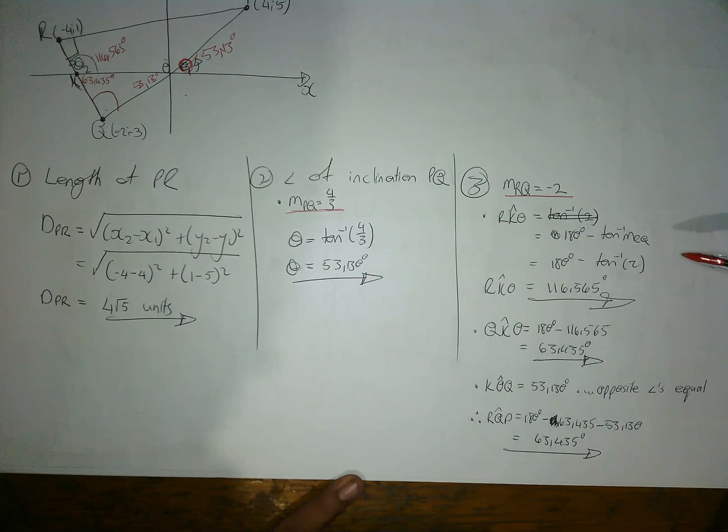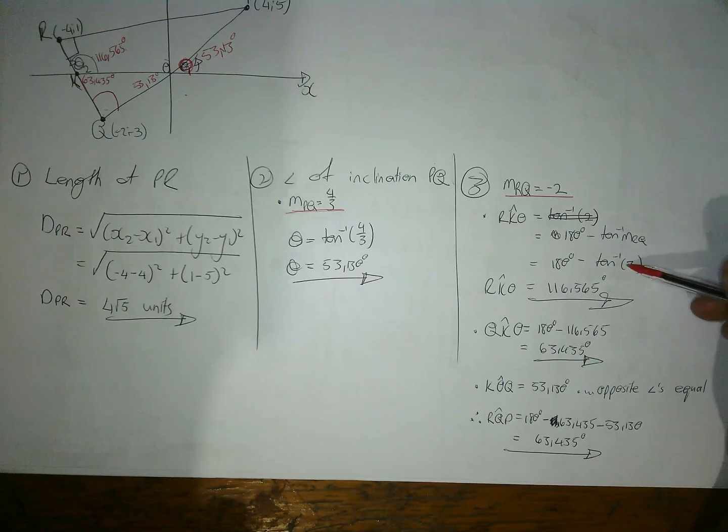So when you do the angle of inclination, you never put a negative in this angle over here. If you put a negative there, you'll get a wrong answer. I'm not exactly sure why you don't do that, but you never put a negative there.